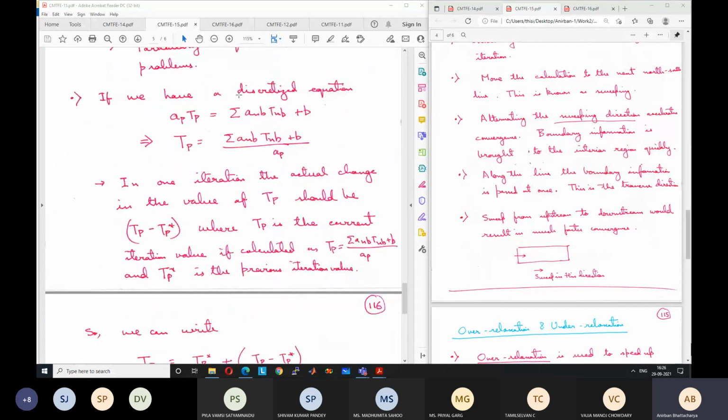We have a discretized equation AP TP is equal to summation ANB TNB plus B. So TP is equal to summation ANB TNB plus B, divided by AP. In one iteration, the actual change in value of TP should be the new calculated value of TP minus the previous iteration value of TP, which let us call TP star. TP star is the previous iteration value and TP is the current iteration value. So TP minus TP star is the change that has occurred in one iteration.